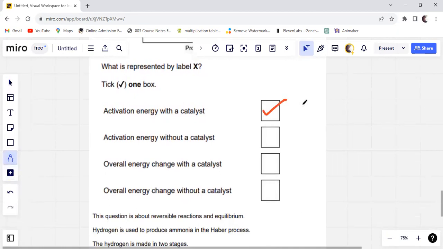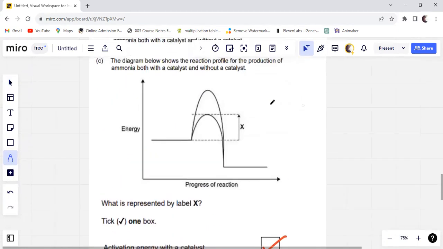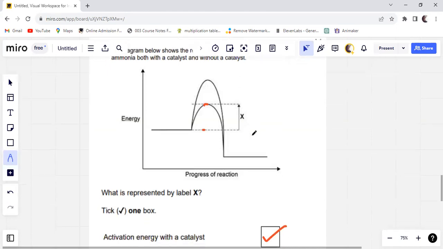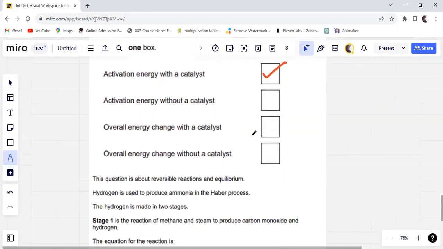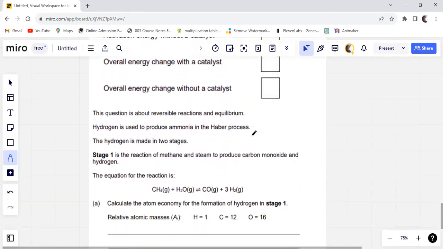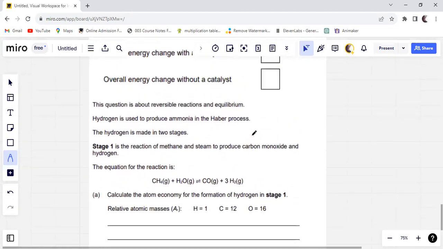This is showing the activation energy with the catalyst, because at this point the curve for the activation energy is lowered. Initially it was this, but after the use of the catalyst it has been lowered over here. So this is the activation energy with a catalyst. Okay, let's see the other one.